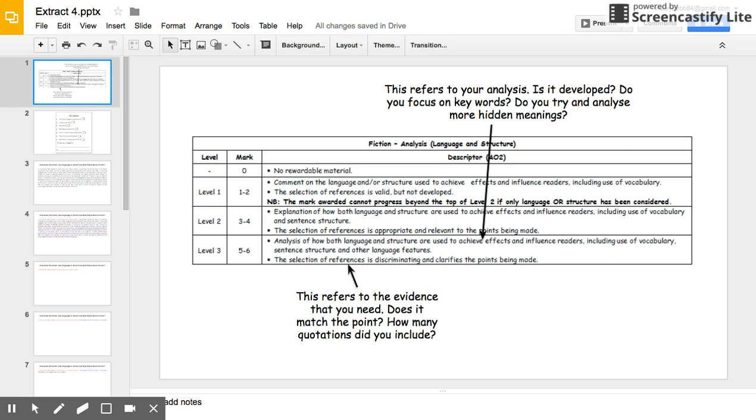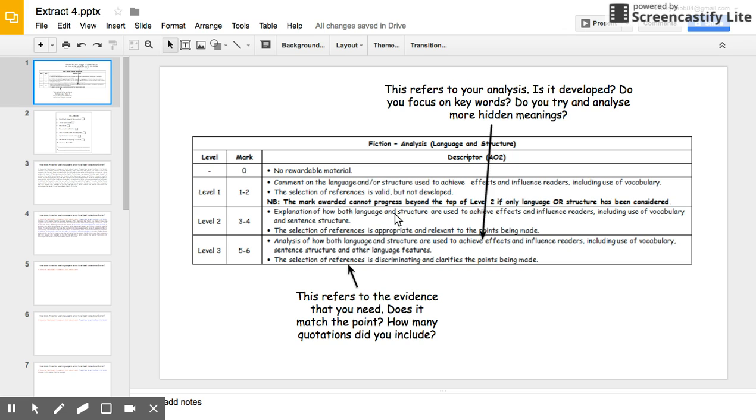Okay, this is another short video to help you structure your PE paragraphs. This is for an example question 3 response for extract 4 from our Dorian Gray unit of work. Again, I want to start with the mark scheme, and really we're looking at what do the bullet points mean.